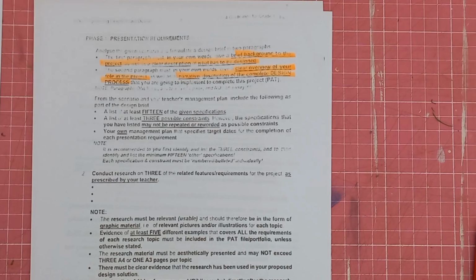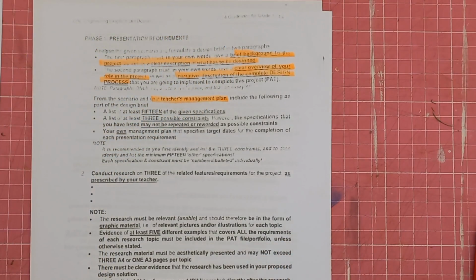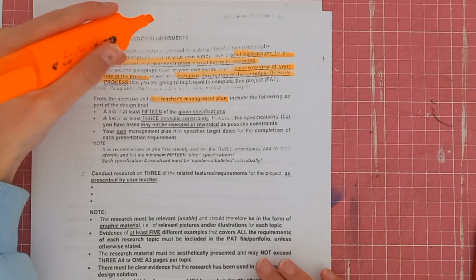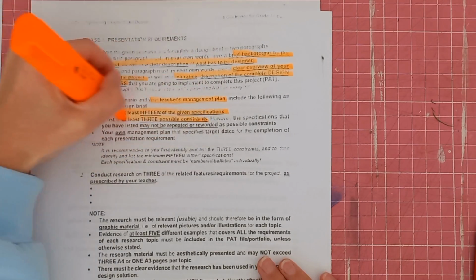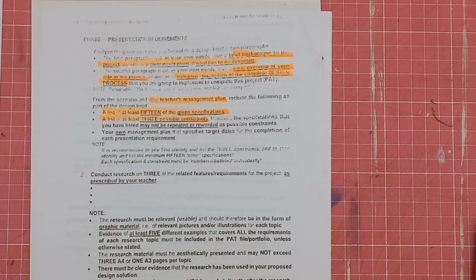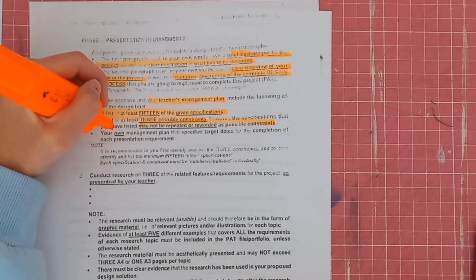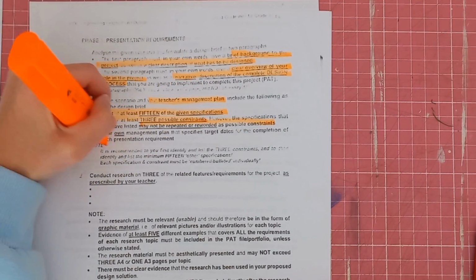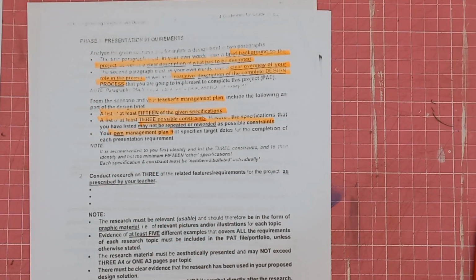Okay. From the scenario in your teacher's management plan, so your teacher will give you a management plan, which is basically the timeline it is going to take you to design this PAT. Include the following as part of the design brief. Okay. List at least 15 given specifications. List at least 3 possible constraints. However, the specifications that you have listed may not be repeated or reworded as possible constraints. Your own management plan that specifies target dates for the completion of your own presentation requirements. Okay, so you're also going to have to do your own management plan.